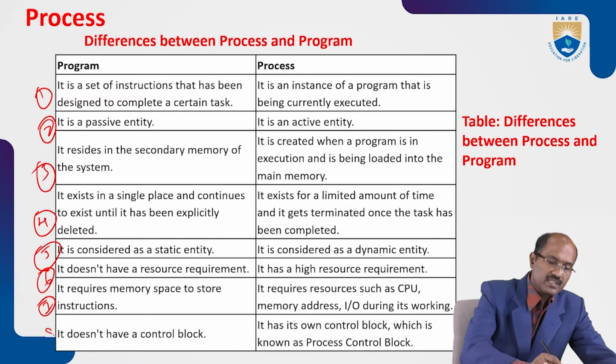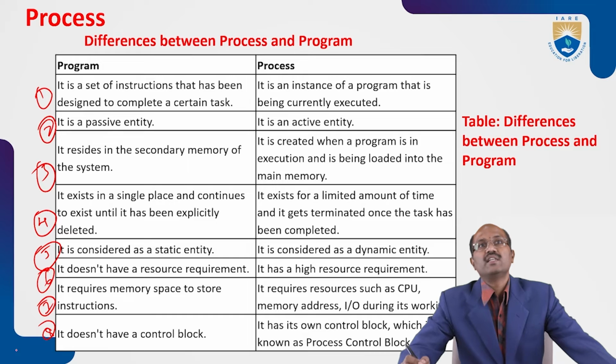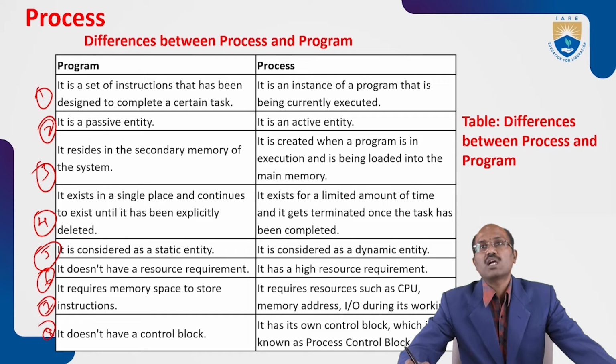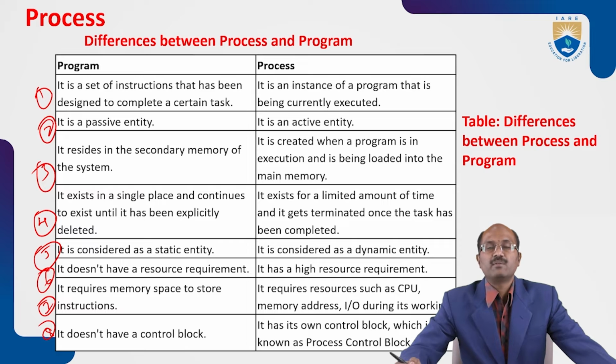Coming to the eighth difference, the last one: a program does not have a control block. A process has its own control block, which is called the process control block. The process control block has various data structures that I will explain in detail in my next video or coming videos. In the next slide I am explaining the process control block, and we will discuss it in depth.